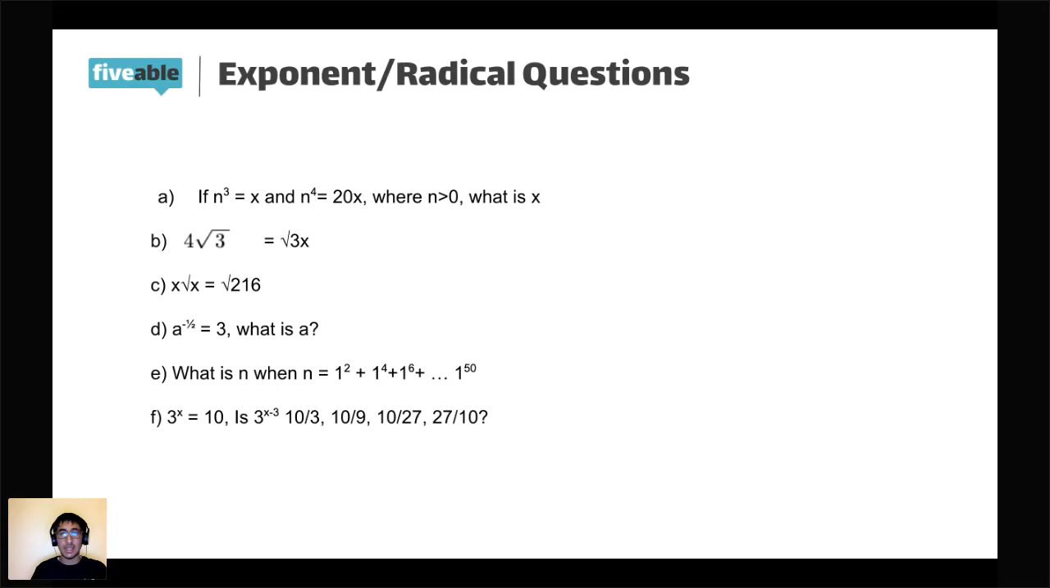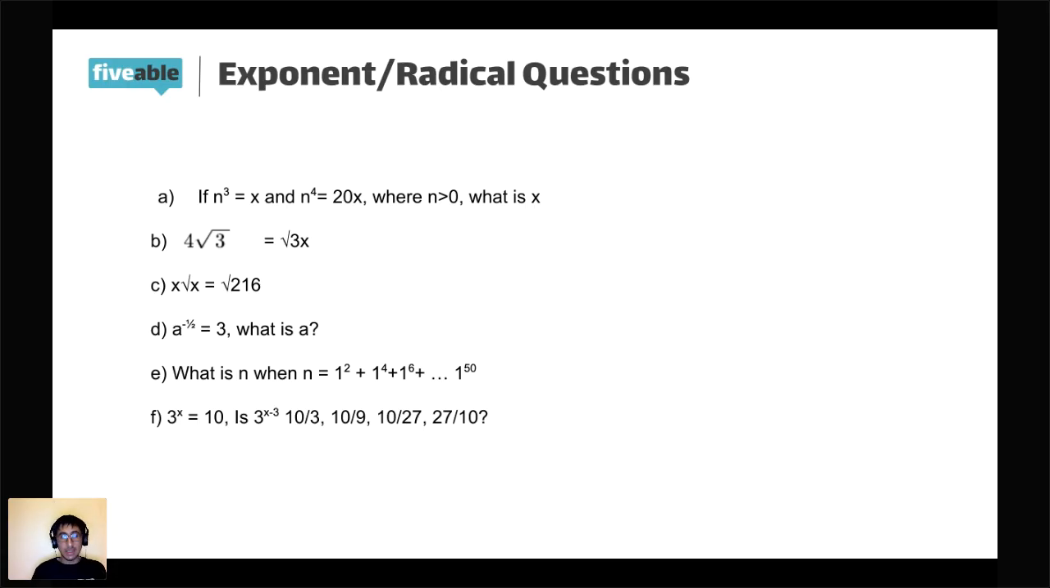I've got A, B, C, D, E, F. A is n cubed equals x, and n to the 4th equals 20x, and n is greater than 0. What's x? B is the 4th root of 3 to the 3rd equals the cube root of 3x. What is x? All right, and then C, we have x root x equals root 216. Let's solve for x there. And then D, a to the negative 1/2 is 3.